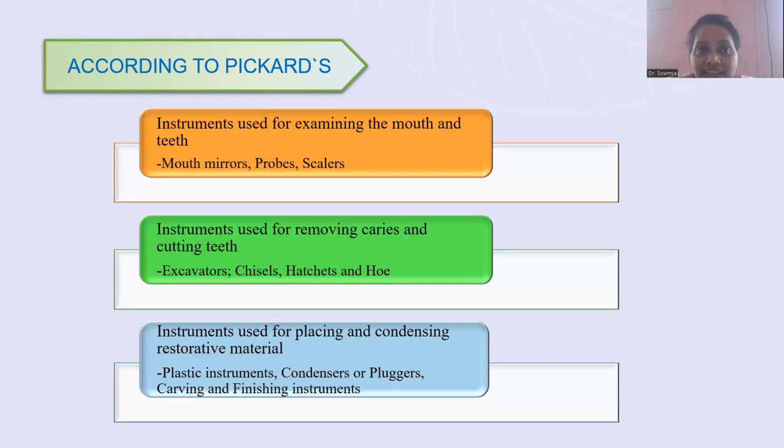Now coming to the next type of classification according to Pickett's: instruments used for examining the mouth and the teeth, such as mouth mirrors, probes, and scalers. Instruments used for removing caries and cutting teeth, such as excavators, chisels, hatchets, and hoe. Instruments used for placing and condensing the restorative material, such as plastic instruments, condensers, or pluggers, carving and finishing instruments.